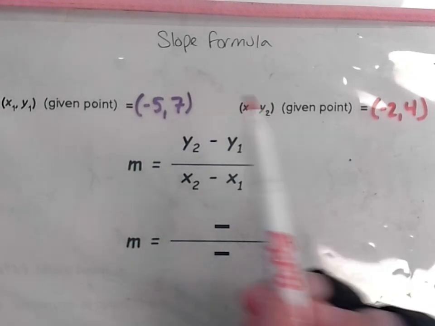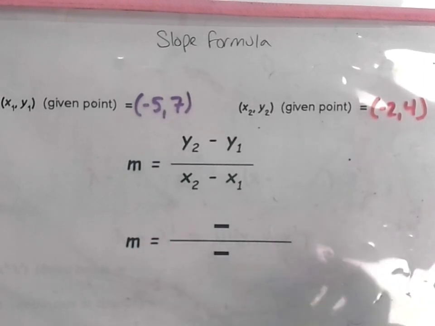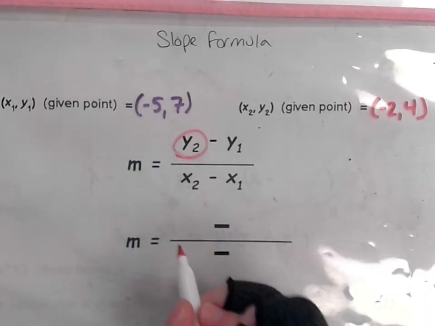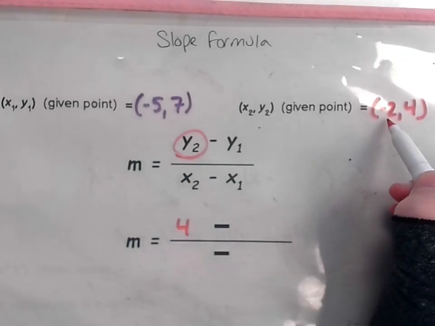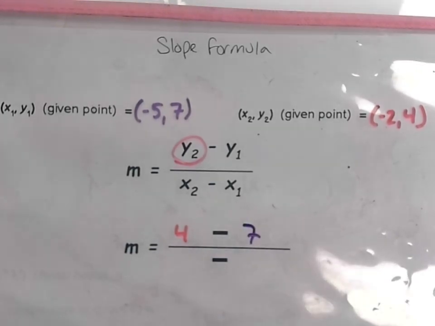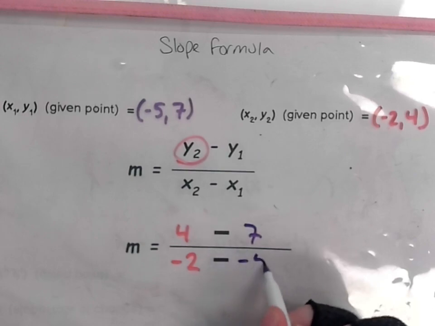So to start off, we have the points -5, 7 and -2, 4. So I start with y2, that's my 4, because it's x first, then y, remember. And then minus y1, which is 7, over x2 of -2, minus x1 of -5.